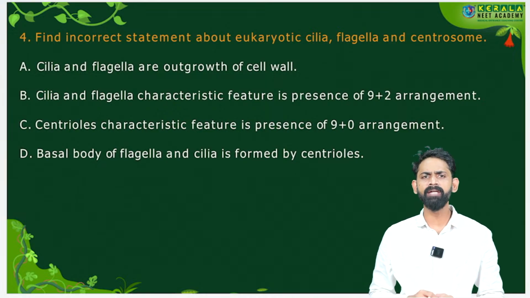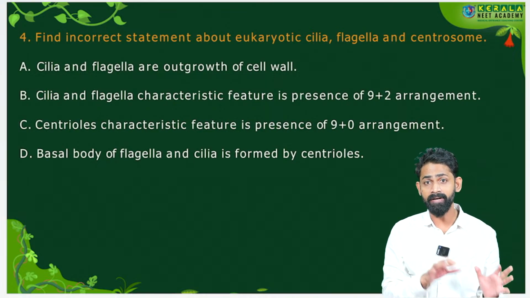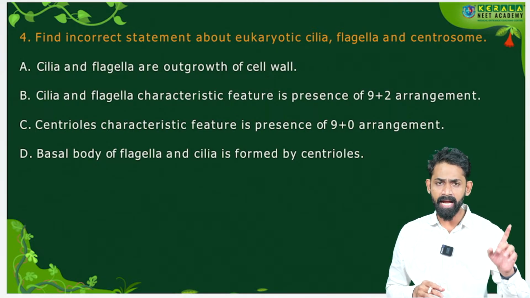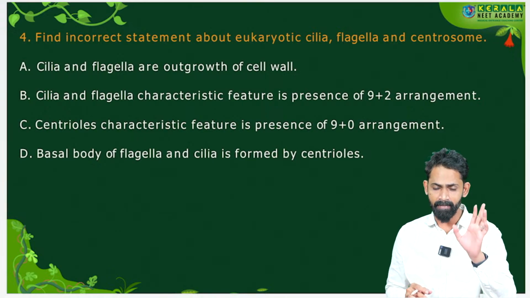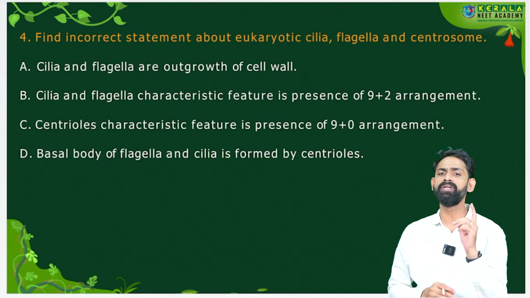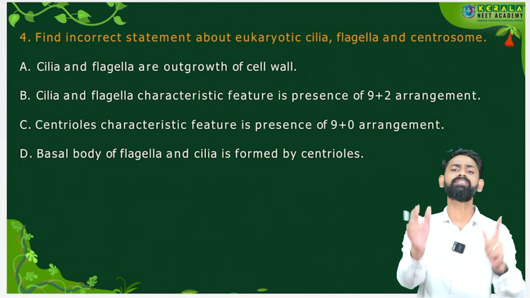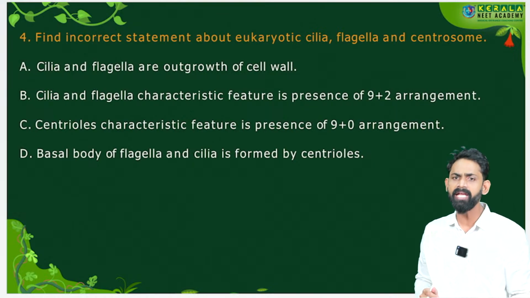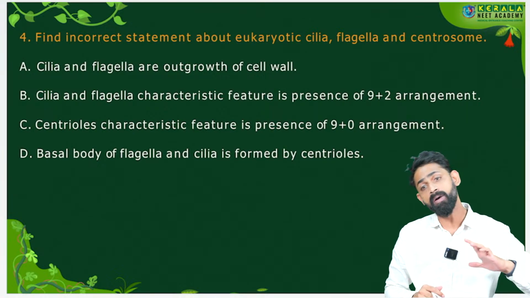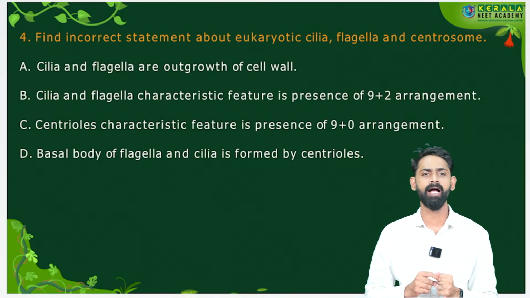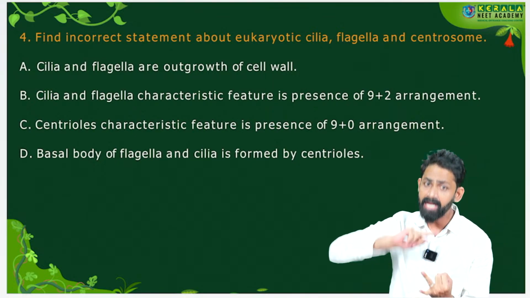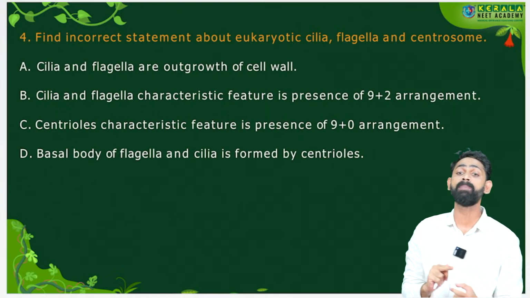Find the incorrect statement about the eukaryotic cilia, flagella and centrosome. Okay? First option: cilia and flagella are outgrowths of the cell membrane, that we will speak about. Second option, I am going: eukaryotic cilia and flagella, the characteristic feature is the presence of 9+2 arrangement. This is very important, not only conceptual but also an exam point. I am telling you, eukaryotic cilia and eukaryotic flagella, the characteristic feature is the presence of 9+2 arrangement.